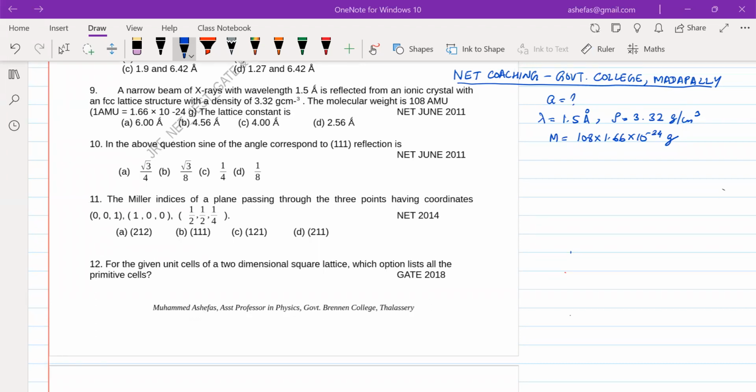So the question is to find a. The given quantities are lambda, rho, and m. So actually the information of lambda is not required to find the lattice constant. So that we'll see here. The information that we require is that it is an FCC lattice. Now in case of an FCC lattice, the atoms or the lattice points are present at every corner, and there is also a lattice point at the center of each face.